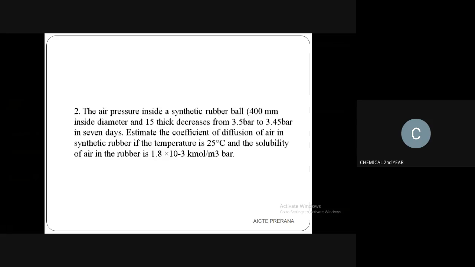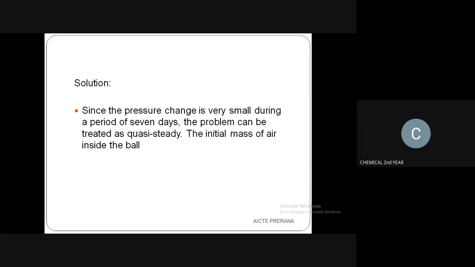When you throw a ball at the wall, it will compress. The rubber ball has some elasticity, so the pressure inside the ball will decrease, from 3.5 to 3.45 bar. Now we are going to calculate the coefficient of diffusion of air. Since the pressure change is very small during a period of 7 days, the problem can be treated as steady state.